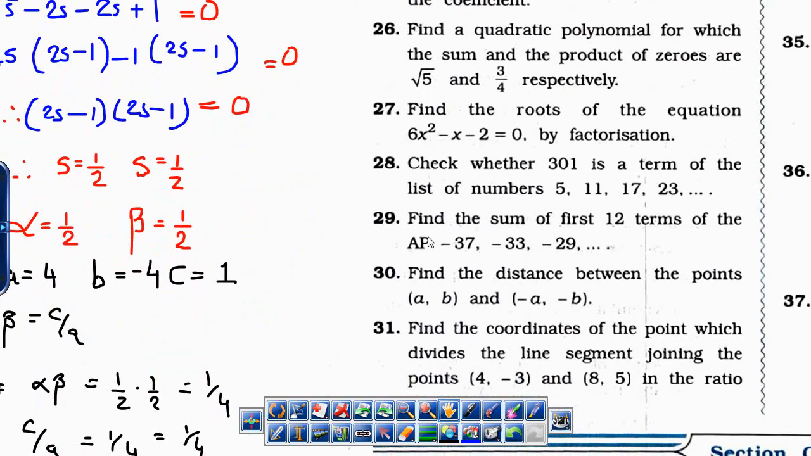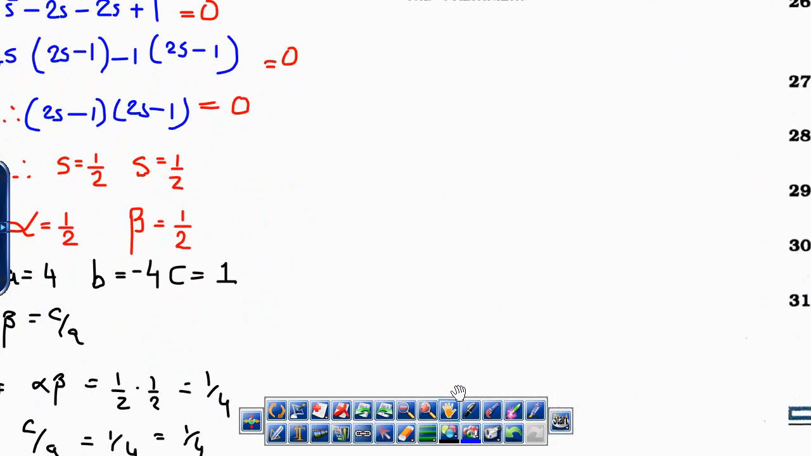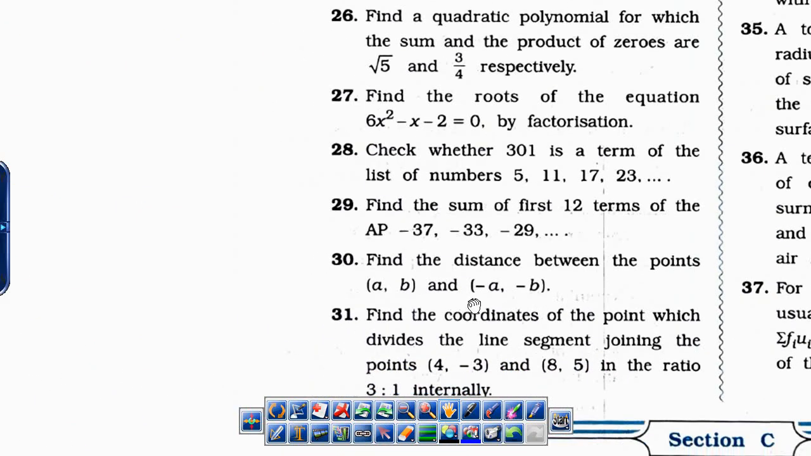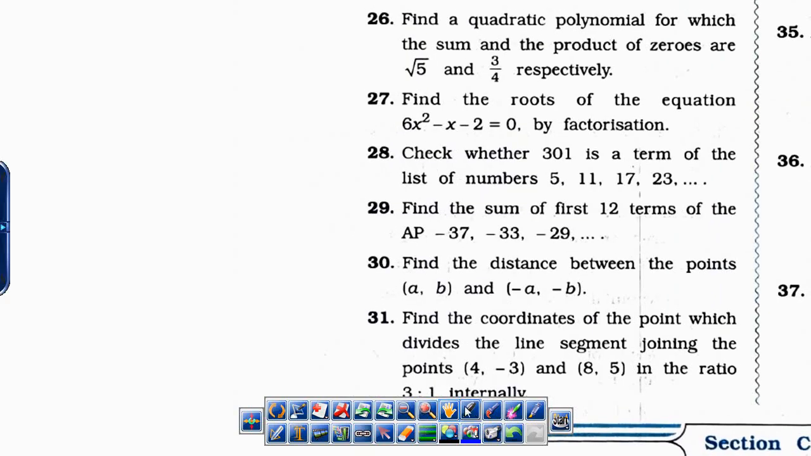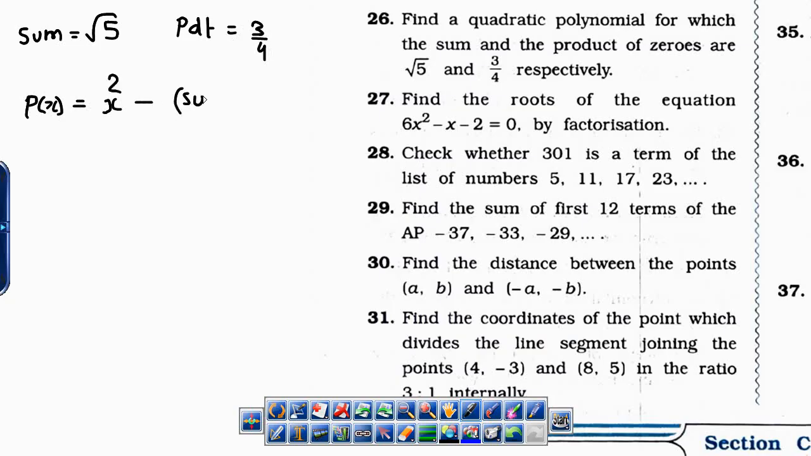26th. Find the quadratic polynomial. Okay, I'll have to keep shifting this and make space. Find a quadratic polynomial for which the sum and the product are so and so. The sum is given as root 5. The product is given as 3 by 4. The polynomial's general formula is x square minus sum of zeros x plus product of zeros.